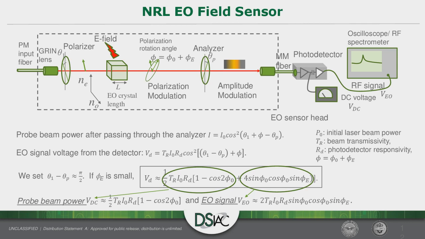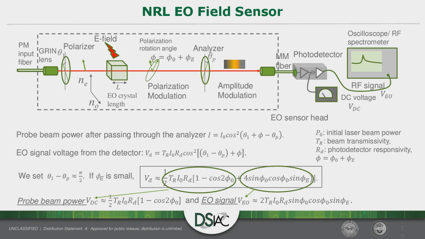So if you see here, the transmissivity of the system, TR, and the intensity of the beam here, then the photodetector responsivity, R sub D, basically produces a voltage signal from the photodetector. That is including the DC component and the RF component. So we separate that because we utilize that condition.